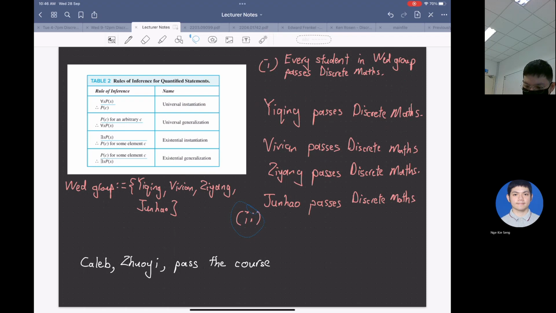Let's say first I check Yiqing. Did Yiqing pass or not? Yiqing passes discrete math. How about Vivian? Vivian also passes. How about Jin Hao? Jin Hao also passes discrete math. The last one I have to check is Ziyan. Yes, Ziyan passed discrete math. Then I can say that every student in the Wednesday group passes discrete math.